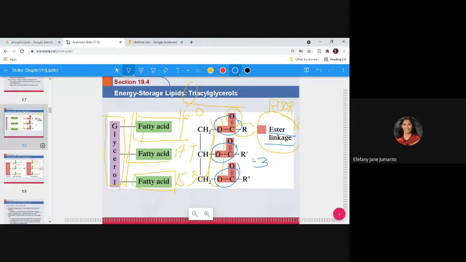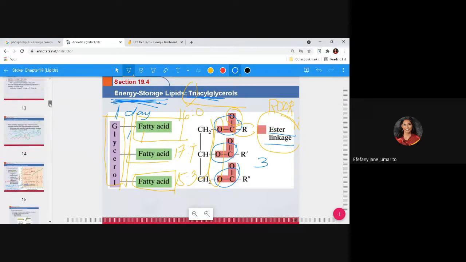Now your triacylglycerols function as energy storage. Remember that your glycogen in humans, in animals, gives us energy for only 1 day, while your triacylglycerols give us energy for a month.